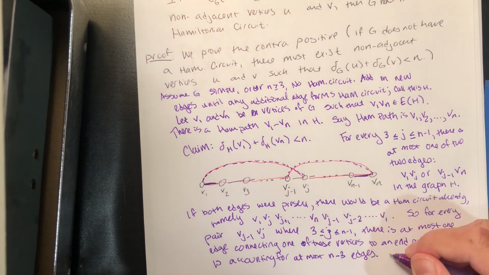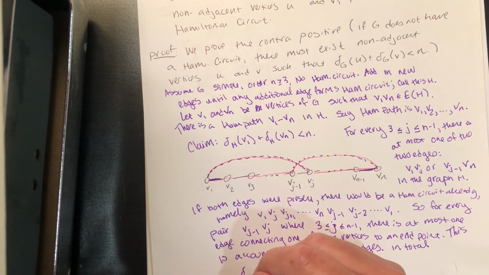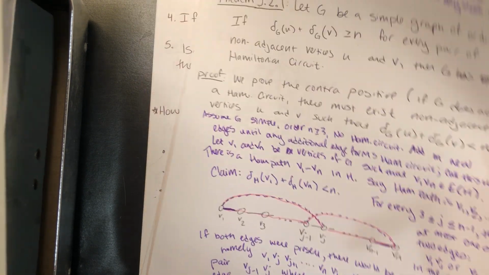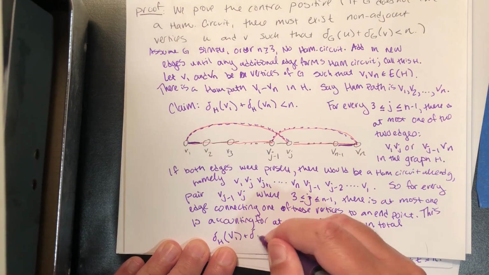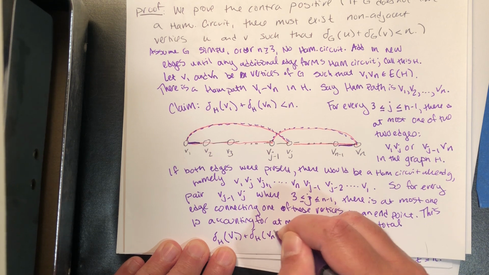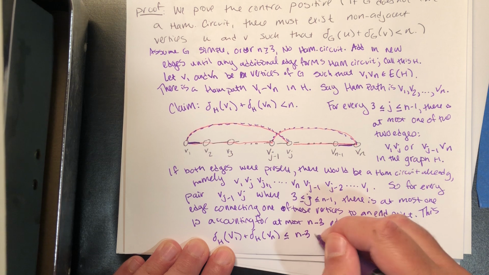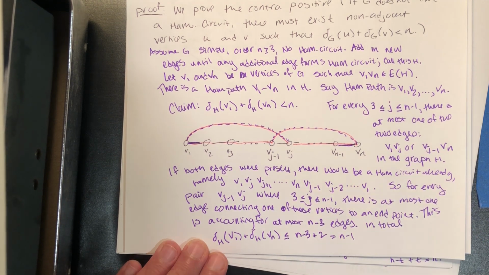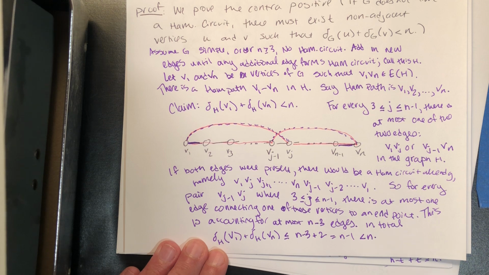All right, now we do have two extra edges here, namely V1, V2, and Vn minus 1, Vn, but that means that in total, the degree of V1 plus the degree of Vn is less than or equal to n minus 3 plus 2, or n minus 1. Okay, which in particular means it is strictly less than n. Right, this is what we were trying to prove.